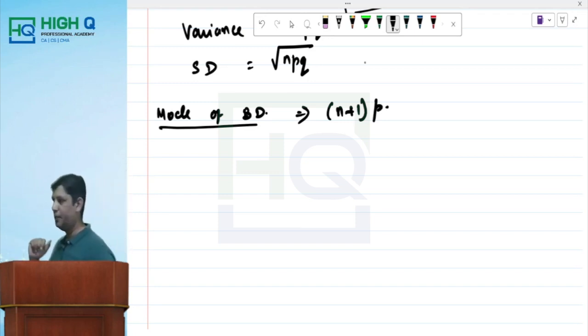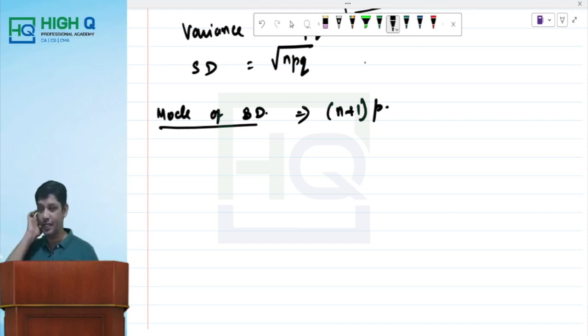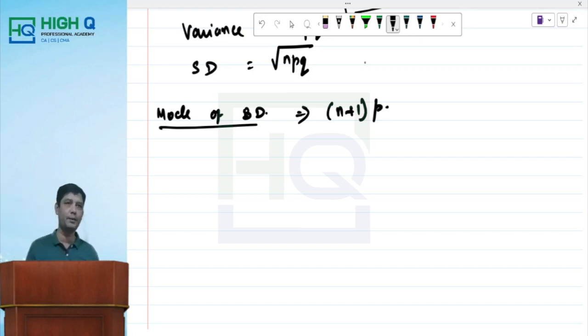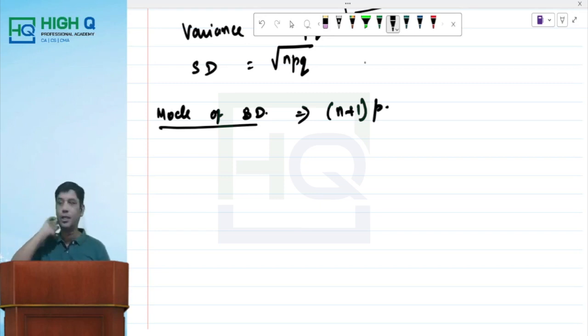What is p? Probability of success. What is n? Number of trials. Am I right, my dear? What is q? 1 minus p. What is the probability mass function of binomial distribution? nCx, p power x, q power n minus x.